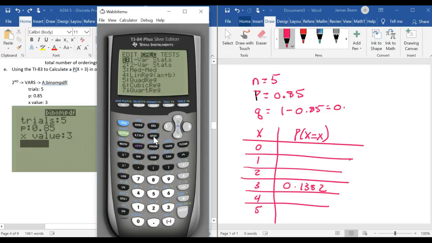If I go stat, edit, there's all the probability distribution. It's all there. I can look at the whole thing. So this is the binomial distribution for 5 trials with a probability of 0.85 chance of success.